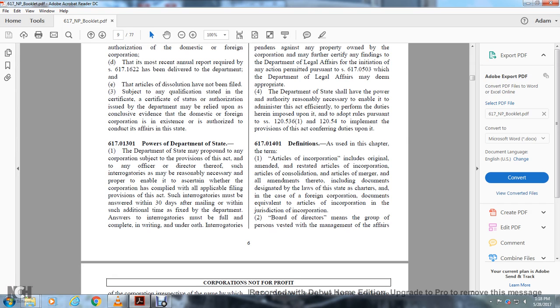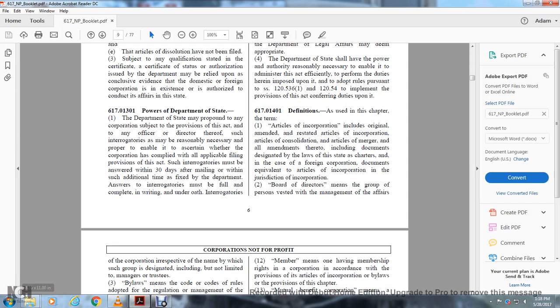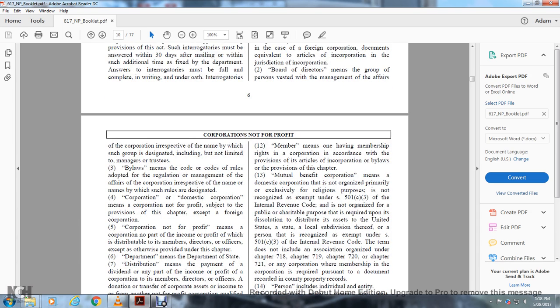Board of directors means the group of persons vested with the management of the affairs of the corporation, irrespective of the name by which such group is designated, including but not limited to managers and trustees. Bylaws means the code of rules adopted for the regulation or management of the affairs of the corporation, irrespective of the name by which such rules are designated. Domestic corporation means a corporation not for profit subject to the provisions of this chapter, except a foreign corporation.